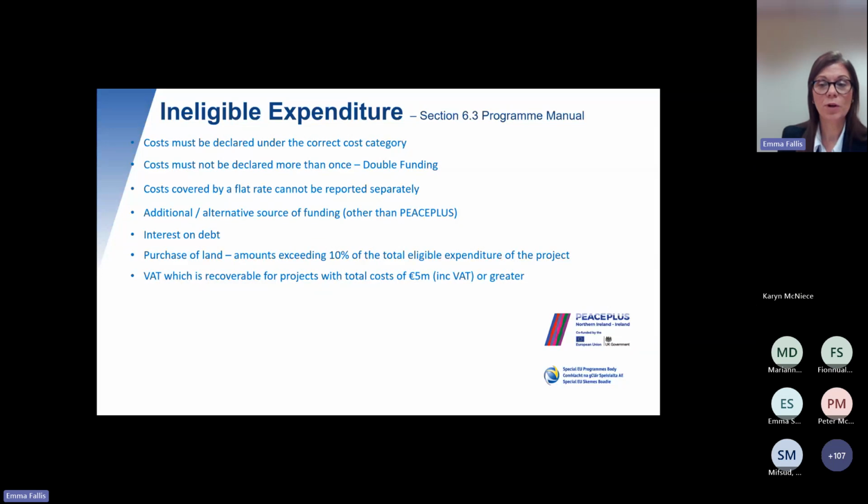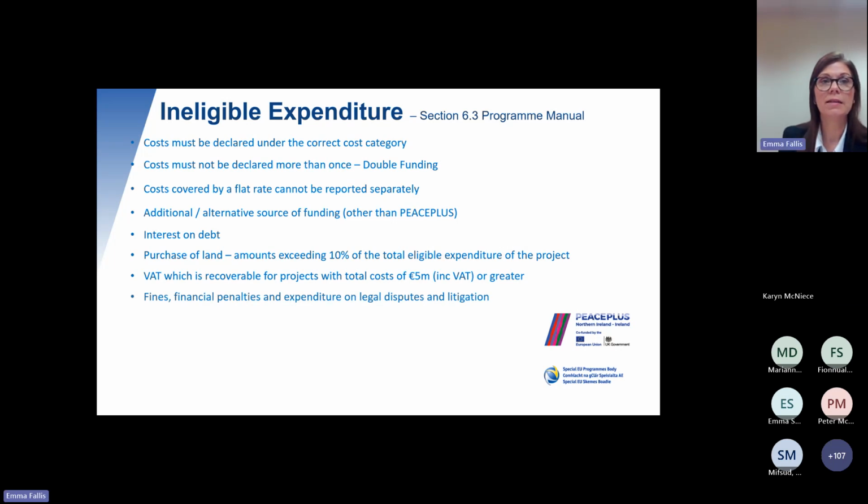A change in this programme period is VAT: where VAT is recoverable on projects with costs of 5 million euros or greater, it is ineligible. But if your project is less than 5 million euros, even though you were able to claim that VAT back from the revenue source, those costs are eligible to be recovered. And that is a simplification that has come from the Commission this time round.